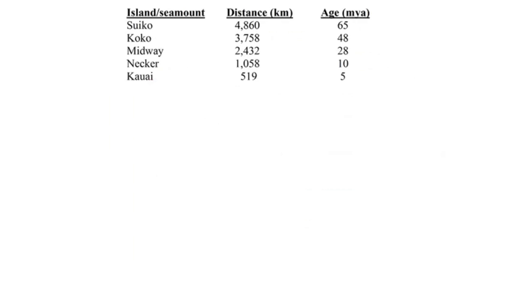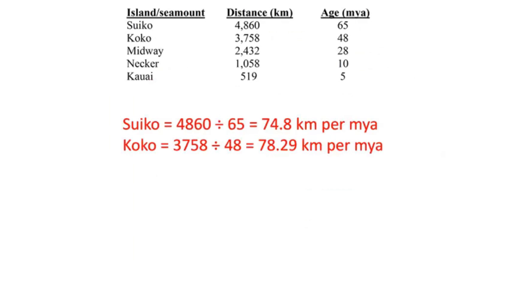And to do this, we can just use the same mechanisms we did beforehand, where we just take the distance and divide it by the time. So, for example, for the island of Suoko, it's 4,860 kilometers from the hotspot. We divide that by 65, because that's, once again, 65 million years ago, and we get a result of about 74.8, 75 kilometers per million years. Secondly, we do Coco. Coco's 3,758 kilometers from the hotspot, so it's closer. It formed 48 million years ago, and that's a rate of 78.29 kilometers per million years.